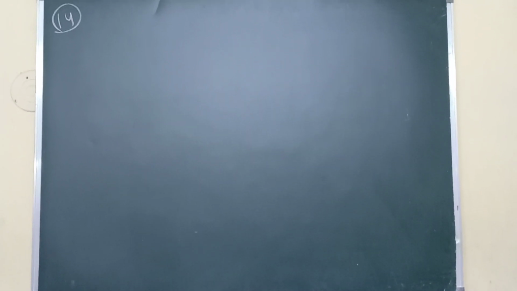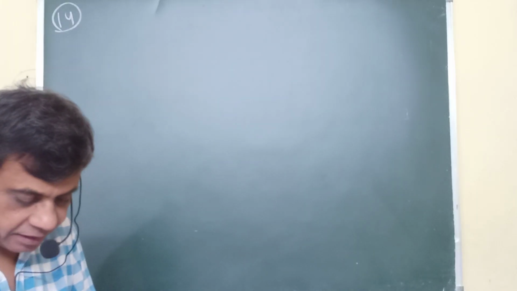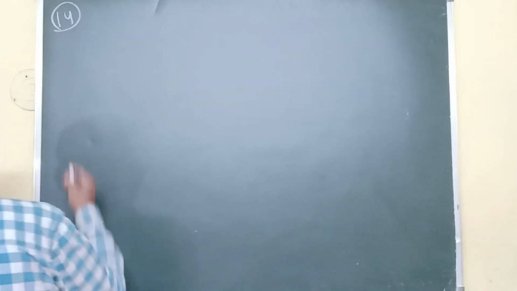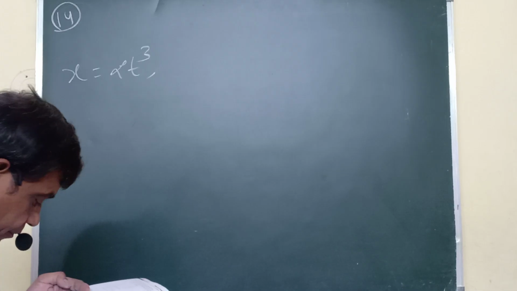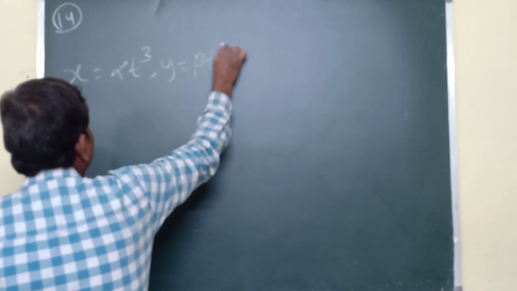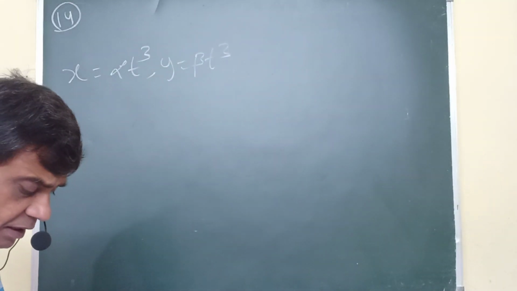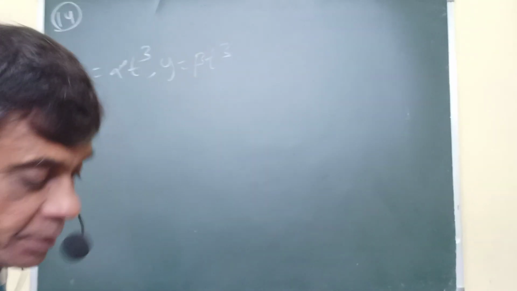Now, question number 14. The coordinates of a moving particle at any time t is given by x equals alpha t cube and y equals beta t cube. Then find the speed of the particle at a time t. So we are finding the speed of the particle.